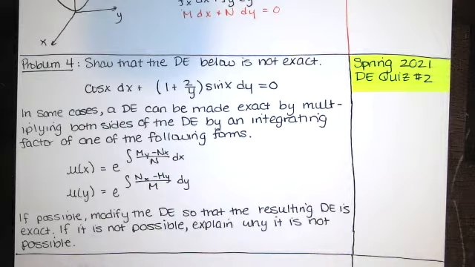Now, this may not have been on your quiz if you're taking my class this semester. There were different forms of this quiz. This is the form of problem 4 on one of the quizzes. This may or may not be a problem that you've seen before.